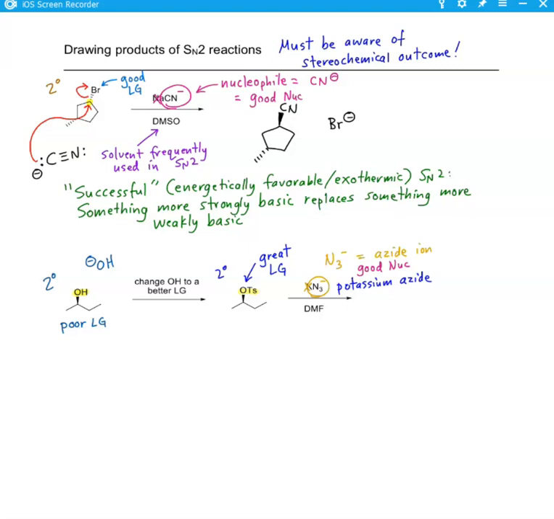For the azide ion itself, I'd recommend that you draw a Lewis structure for this. That's good practice, because this is a kind of a weird Lewis structure. So that'll be a good thing to try. Okay, and then finally, down below the arrow here, we have this thing called DMF. This is another solvent often used in SN2 reactions.